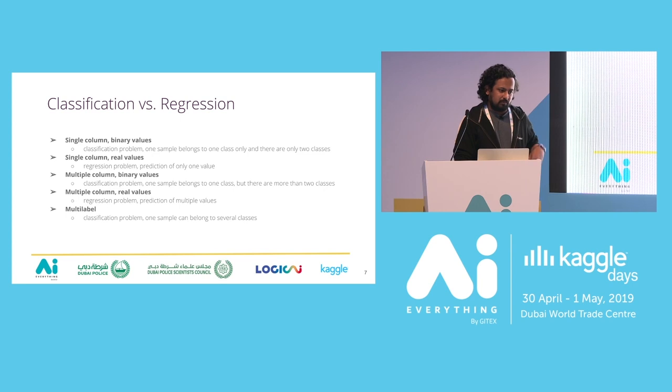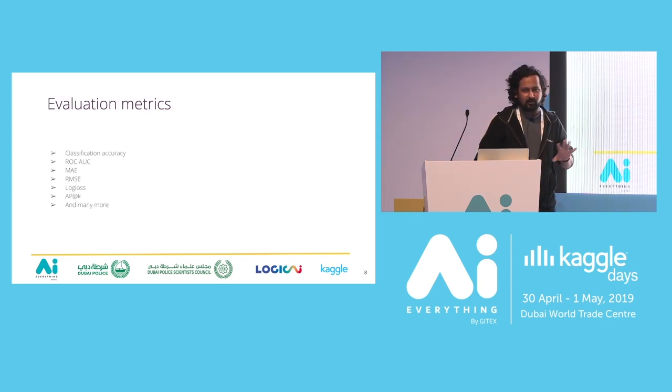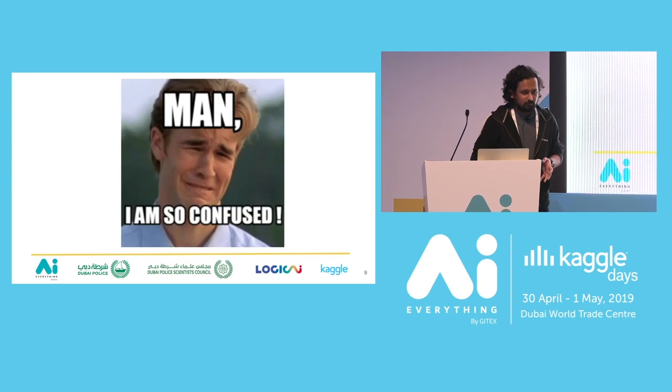I think now we can move to evaluation metrics a little bit. If I'm going too fast, just raise your hand. Don't ask me now. We have different types of evaluation metrics: accuracy, AUC, absolute error, RMSE, log loss, and there can be many more. And sometimes people confuse which one to use where.